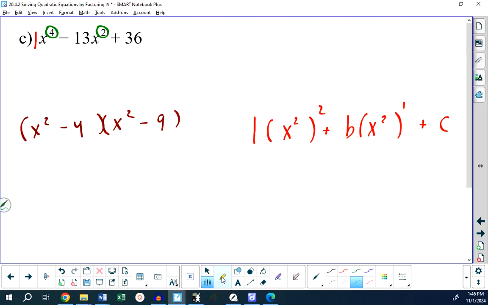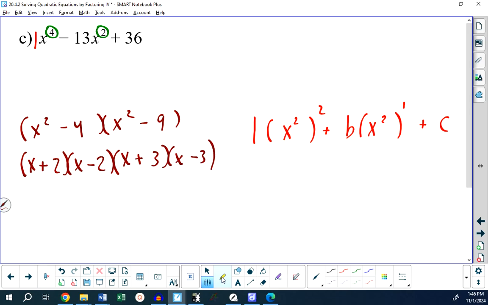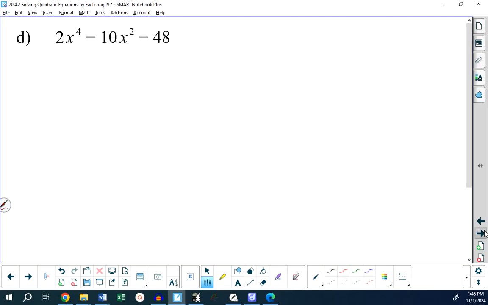So are we done? No, these are both differences of squares. This factors into x plus 2, x minus 2, and this factors into x plus 3, x minus 3. Now we're done. Well, common factor of 2 leaves us with x to the 4 minus 5x squared minus 24.